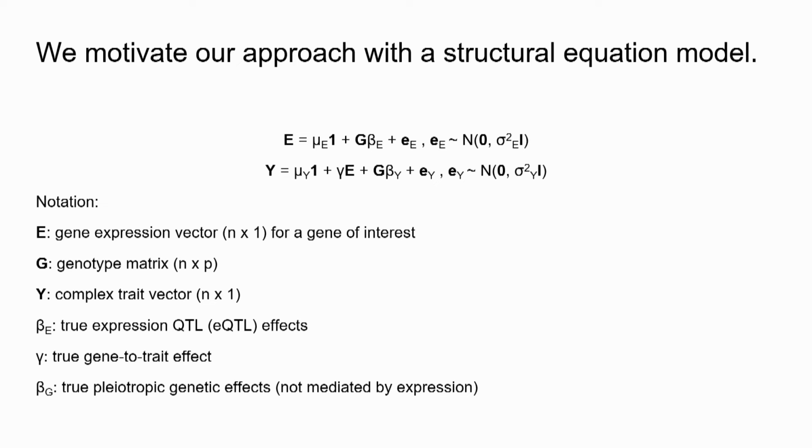So we're going to start here with a model to motivate ourselves. The top equation is for the gene expression of our target gene, our candidate gene. And this is a function of the genotype matrix G and our true eQTL effects vector beta E. The bottom equation, Y, is for our complex trait, our GWAS trait. And this is a function of our true gene-to-trait effect, which is what we're interested in, gamma, as well as this extra G beta Y term, which represents the pleiotropic effects, which are not mediated by our gene expression.